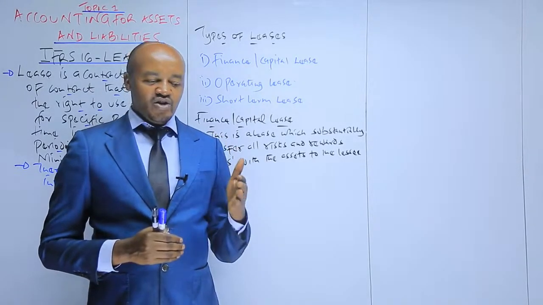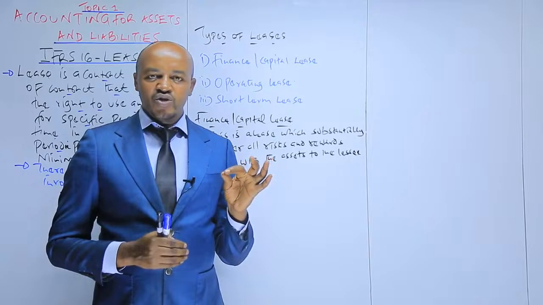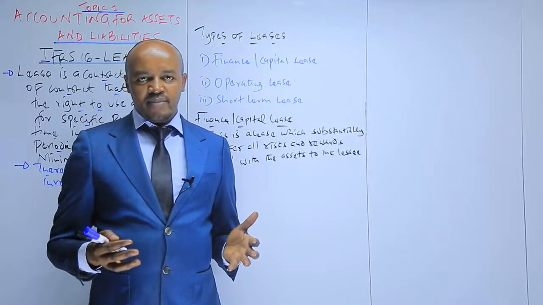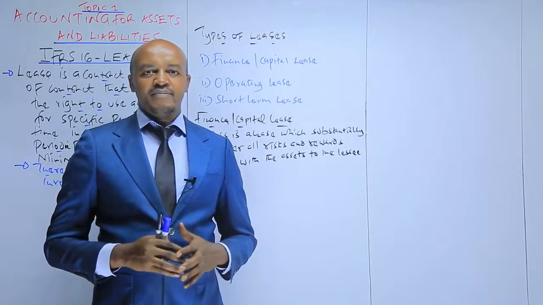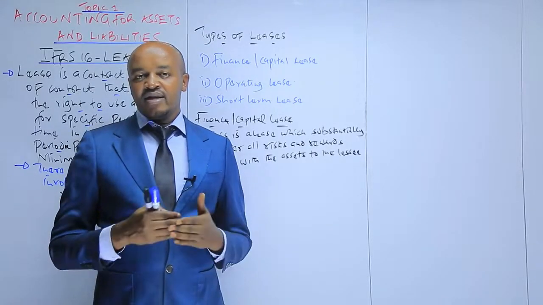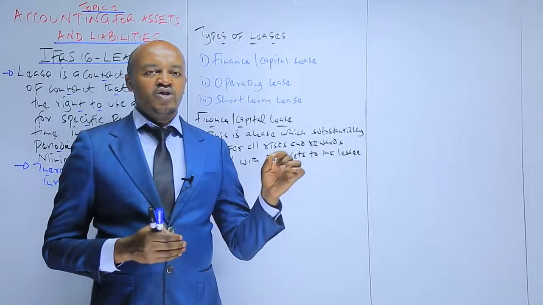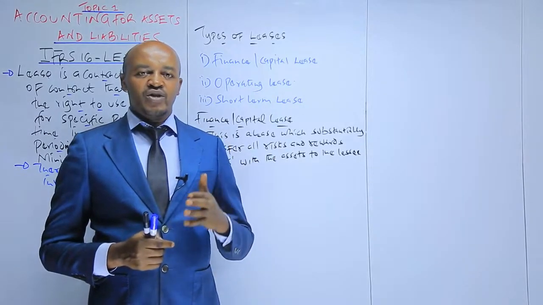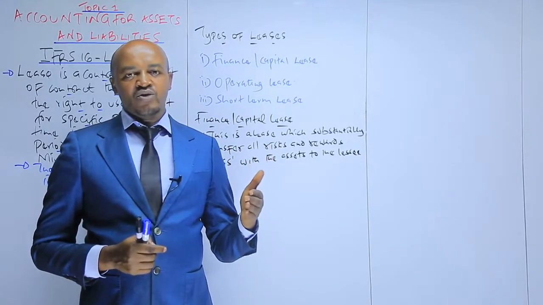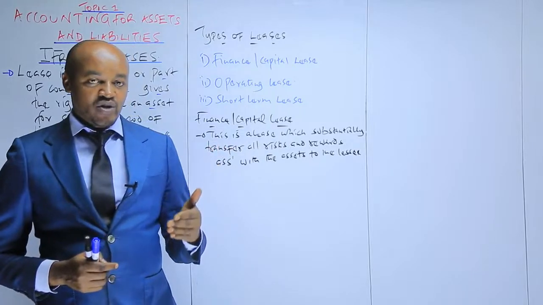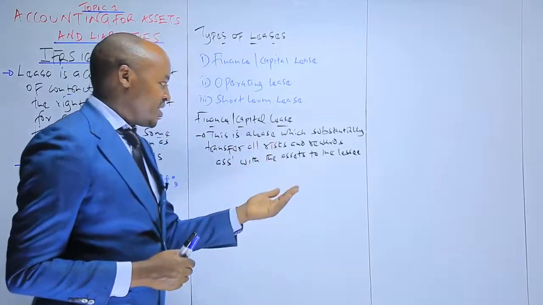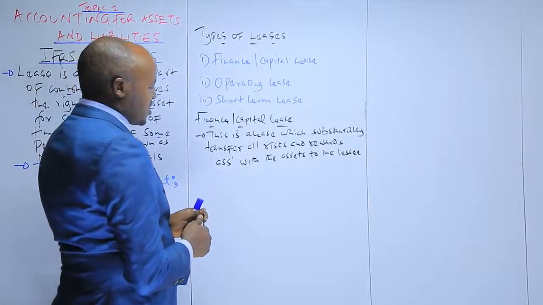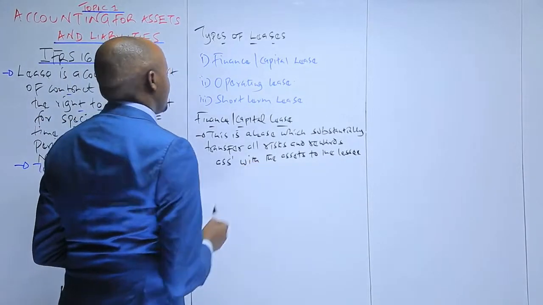It basically means that you have the responsibility to insure that building, because if something happened to it, like the building is damaged, then you have the responsibility to repair it. So that's why we are saying you have the responsibility to ensure that the building is actually insured. In this case, we say that the risk and also the rewards associated with the asset are transferred to the person who is called the lessee.